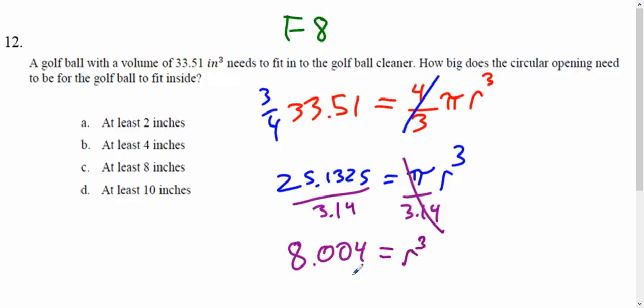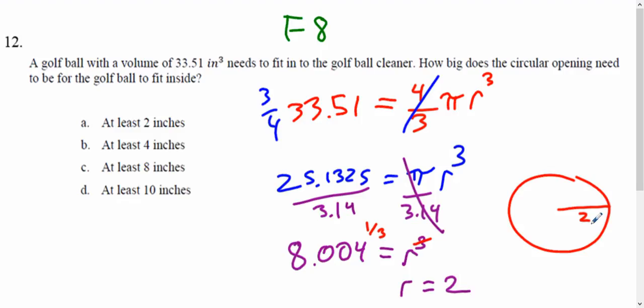Essentially, that's just 8, which is 2 cubed. So the radius is 2. If you didn't know that off the top of your head, I would just take the 8.004 and take the reciprocal power, do it to the 1/3 power to get r, which is 2. Now, don't be hasty and circle A, because that's the radius. That's not how big the opening is. It's only the radius. The opening has to be, you would measure that as the diameter, so it has to be at least 4 inches across.